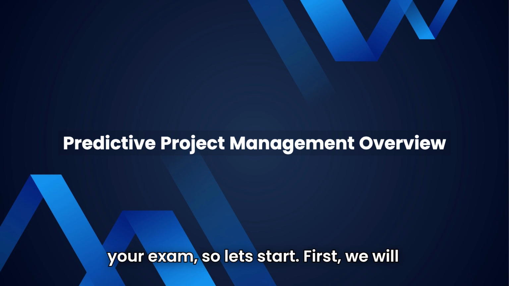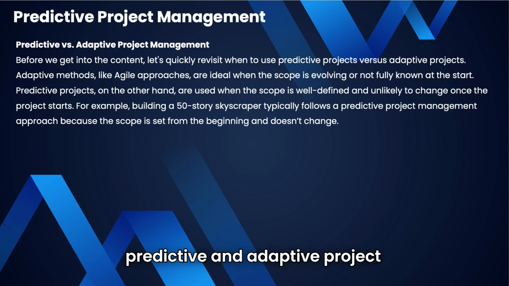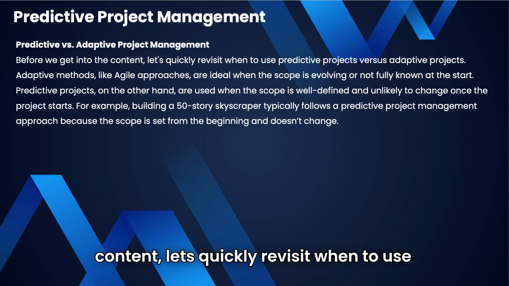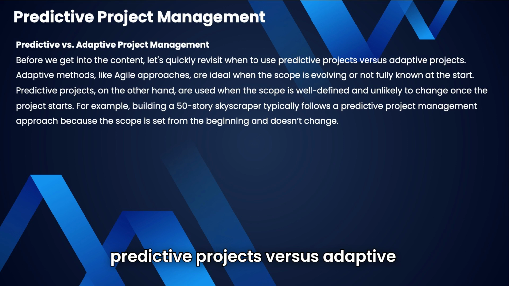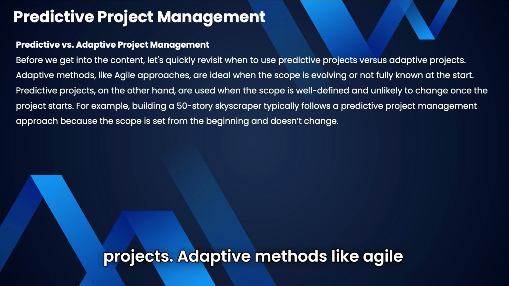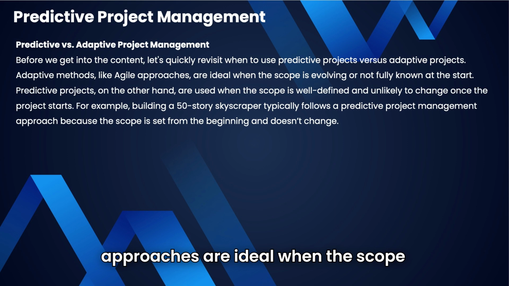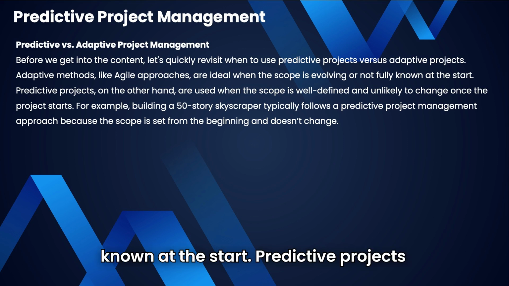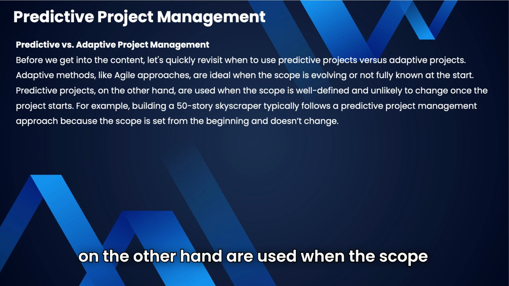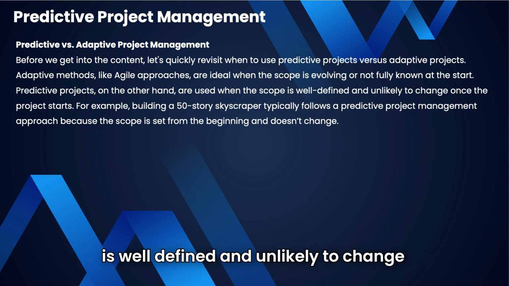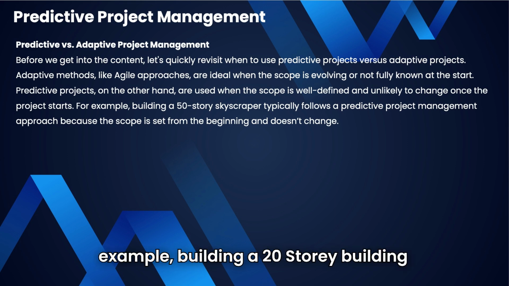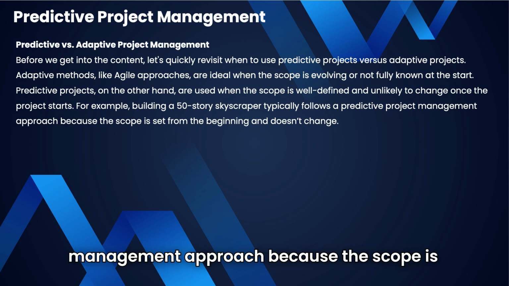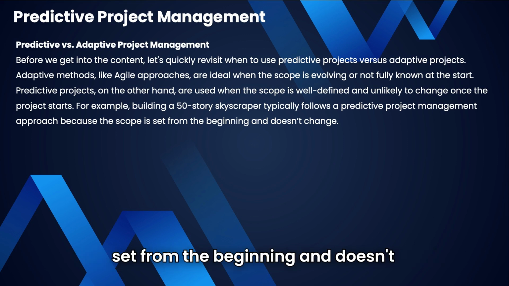So let's start. First, we will discuss the difference between predictive and adaptive project management. Before we get into the content, let's quickly revisit when to use predictive projects versus adaptive projects. Adaptive methods like Agile approaches are ideal when the scope is evolving and/or not fully known at the start. Predictive projects, on the other hand, are used when the scope is well defined and unlikely to change once the project starts. For example, building a 20-story building typically follows a predictive project management approach because the scope is set from the beginning and doesn't change.